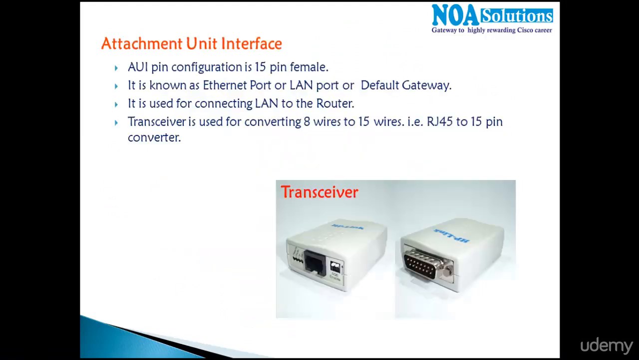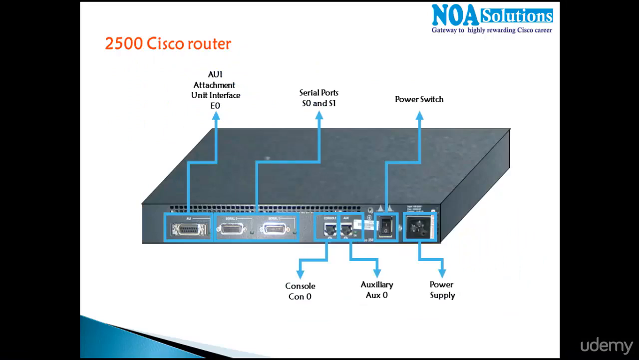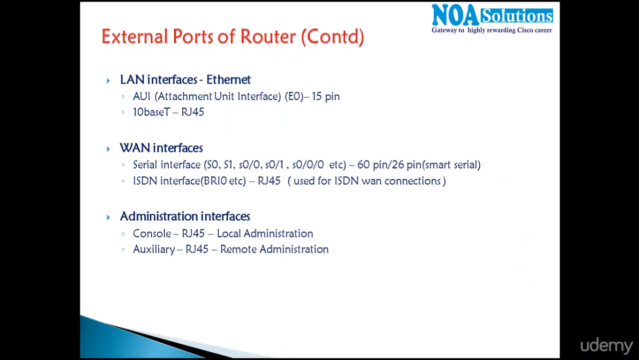So to connect this kind of device, we need to get a transceiver, a small device or a converter, we can say. On one side of that device you have a 15 pin connector which is going to connect to the router's 15 pin port, and on the other side you have an RJ45 where we plug in the cable's RJ45 connector. So that's how we provide the Ethernet connection in routers like the 1500 series and 2500 series in general.